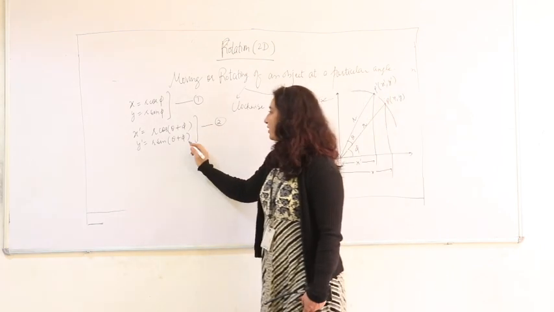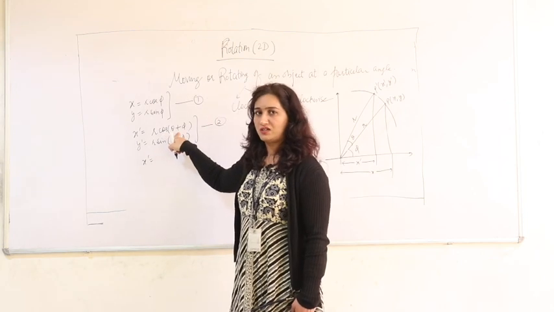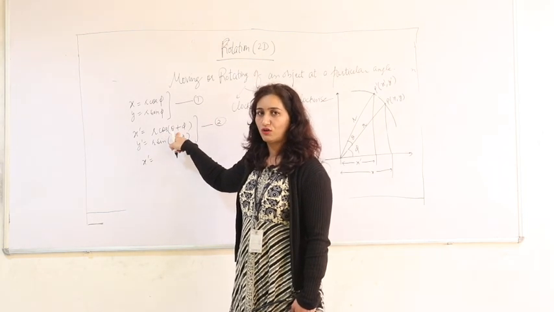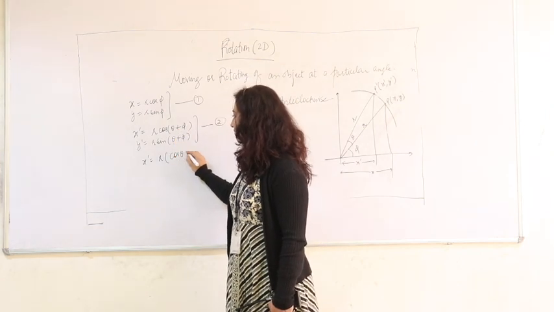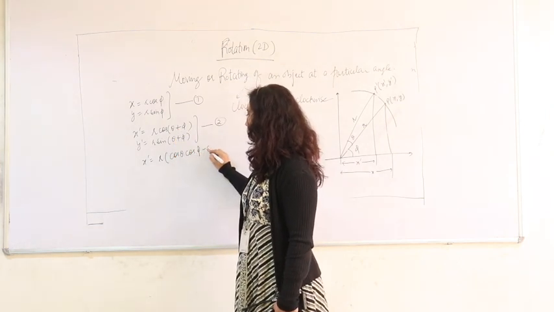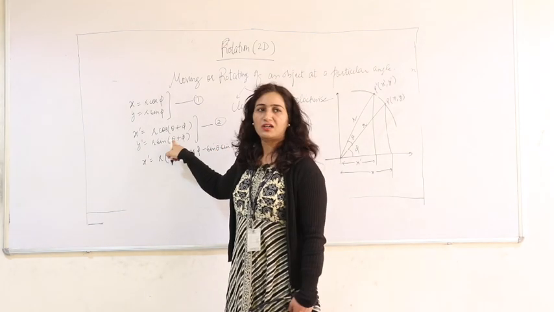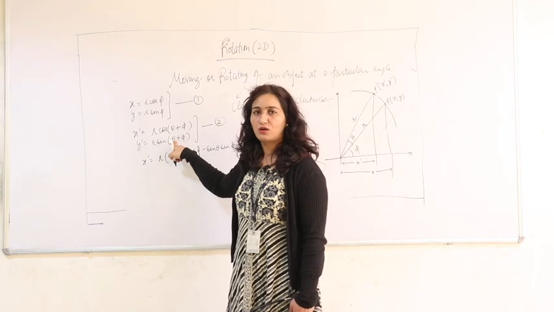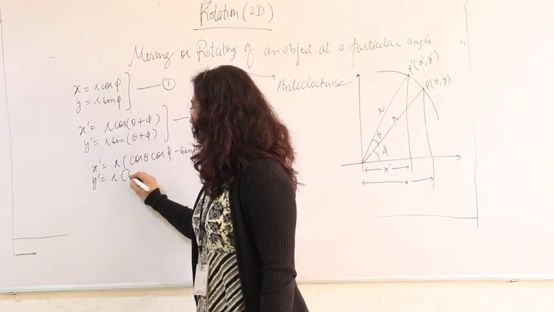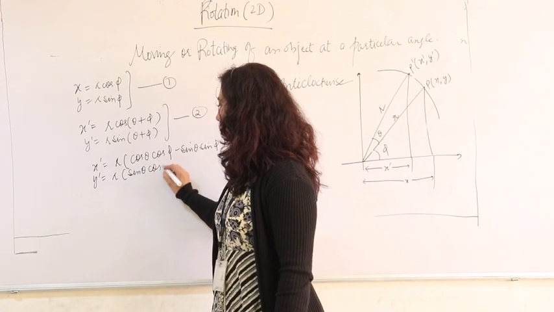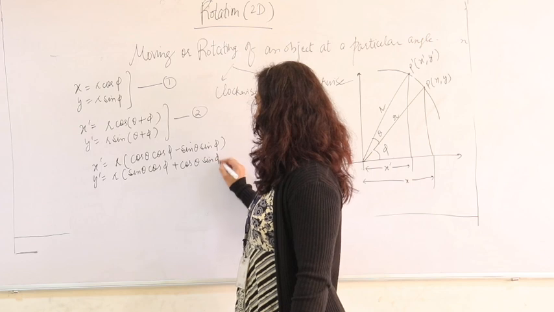Clear? So here can I write like this: cos(A plus B) is cos A cos B minus sin A sin B. Similarly, sin(A plus B) is sin A cos B plus cos A sin B.